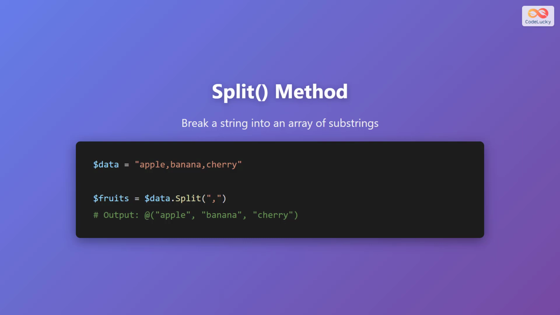The split method breaks a string into an array of substrings based on a delimiter or separator character. In this example, we have a variable named data containing apple, banana, cherry. When we call data.split and pass a comma as the argument, it splits the string at each comma and returns an array with three elements: apple, banana, and cherry. This is incredibly useful when working with comma-separated values, log files, or any structured text data that needs to be parsed into individual components.